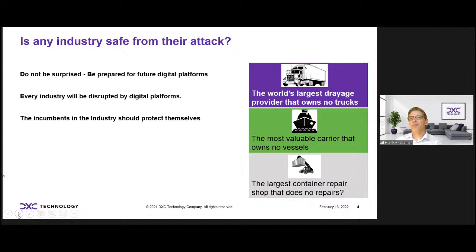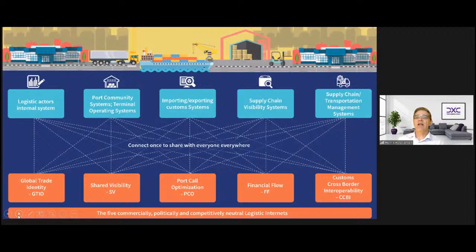As you mentioned, Cecilia, I did write an article for the World Economic Forum Agenda where I was highlighting that the most effective path to the digitization of global trade is for the incumbents to collaborate to realize the five logistic internets. It's going to lead to substantial business benefit for the incumbents. It will increase global trade. It will have trade-related efficiencies, and it's going to reduce costs.